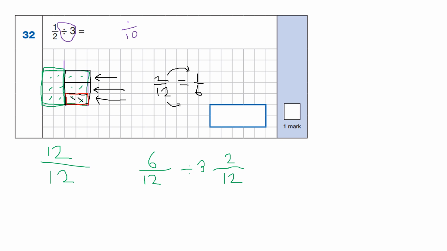So that should be sorted. Now I want to stop the recording.